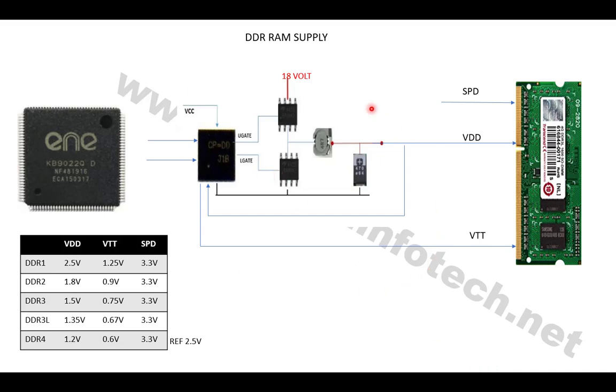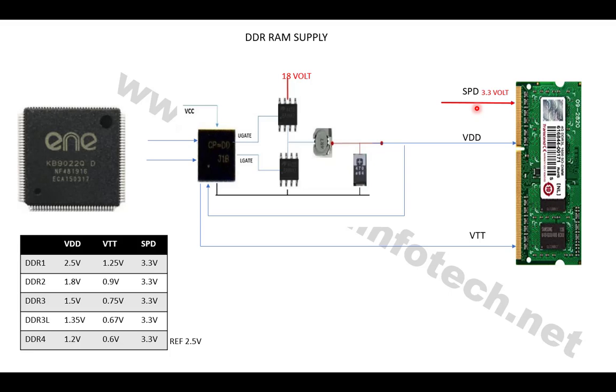So here is a buck converter, and here is the SIO, and here is the RAM. First this RAM gets the 3.3 volt from the 3 volt and 5 volt section. It goes to the SPD section. SPD is a small chip on the RAM, which means the SPD detects which kind of RAM it is and what its capacity is. It's one kind of bias only.